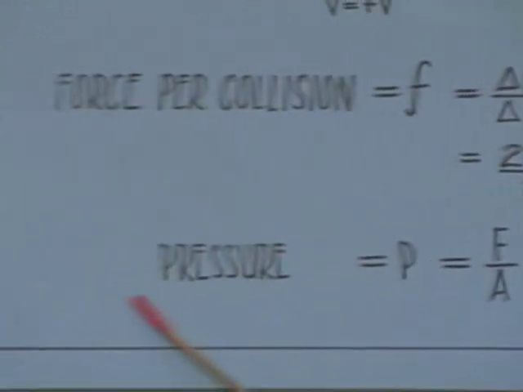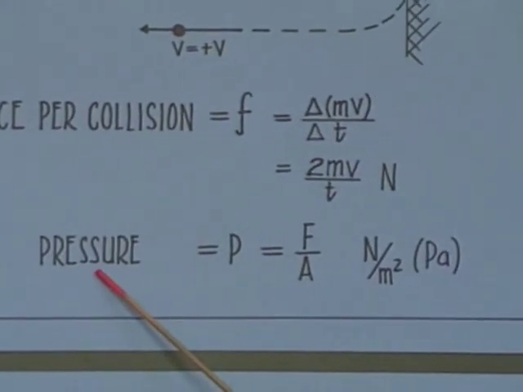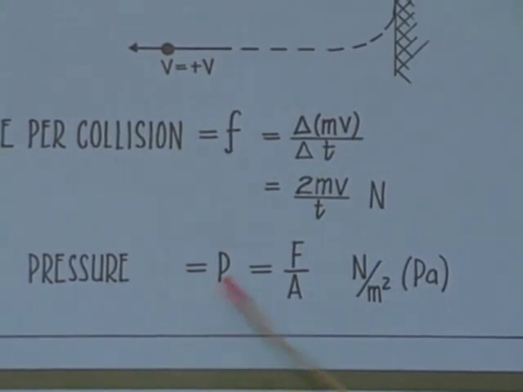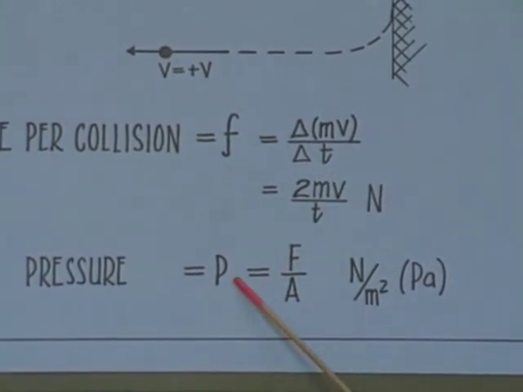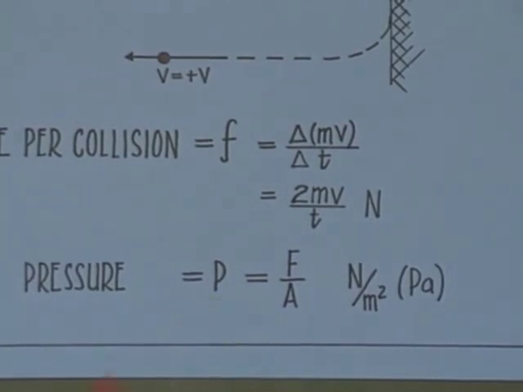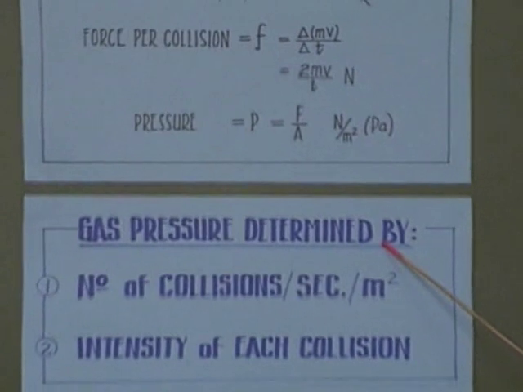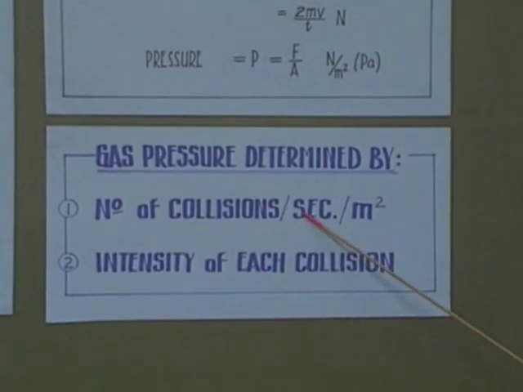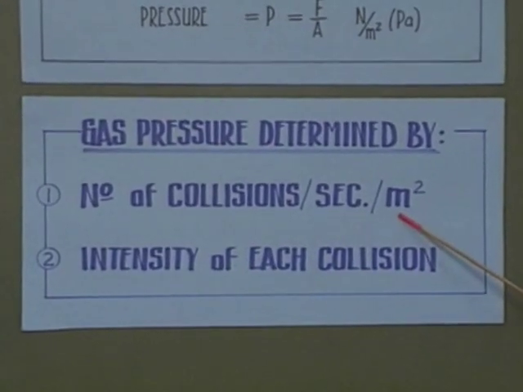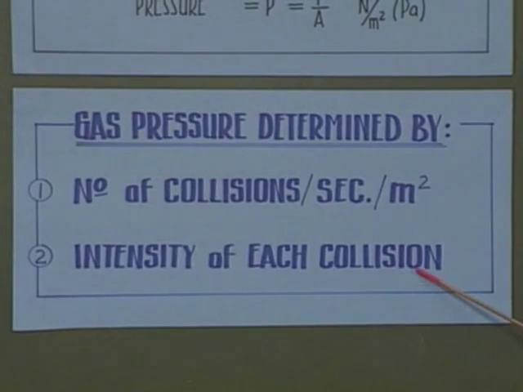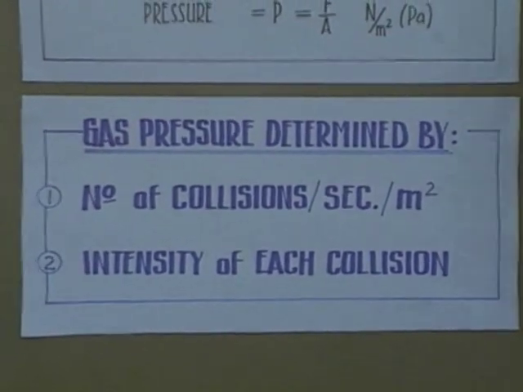Now, the macroscopic pressure is the combined effect of all the microscopic changes in momentum per second per unit area, because pressure is defined as the force per unit area. From this, we conclude that gas pressure is determined by 2 factors. In the first place, the number of collisions per second per unit area, which is the square meter. And secondly, the intensity of each of the collisions, which depends on the velocity of the molecules.